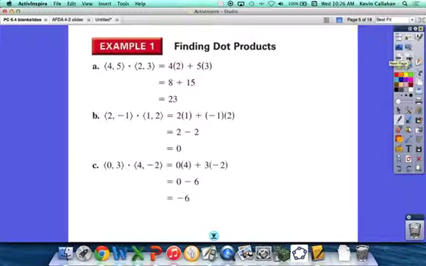If we're going to do the dot product of 4, 5 and 2, 3, then it's 4 times 2 plus 5 times 3. You're multiplying the first plus multiplying the second. Pretty simple.